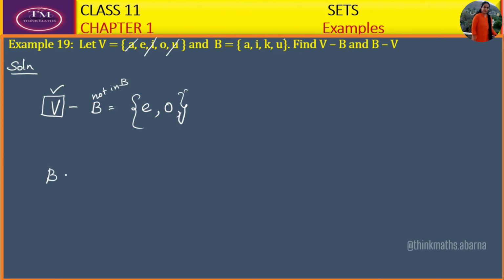Next, B minus V. That is the set of elements in B but not in V. Let us check. Is A present in V? Yes, present. Don't write. I present in V? Yes, it is present. Don't write. Is K present in V? No. So write it. U present in V? Yes, it is present. So don't write it. So only K. It is a singleton set. So these are the elements in B minus V.